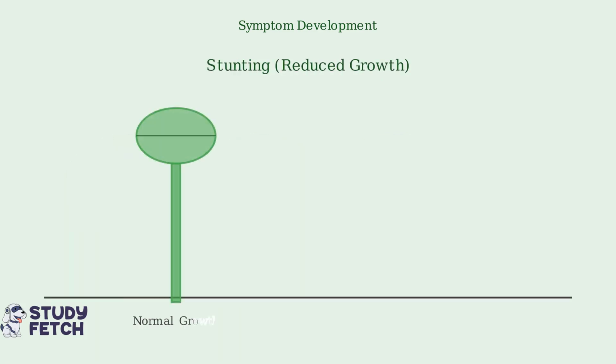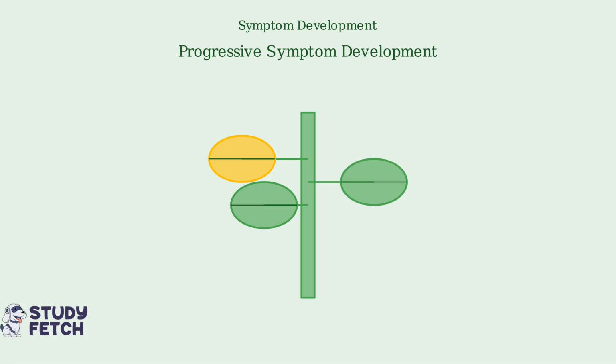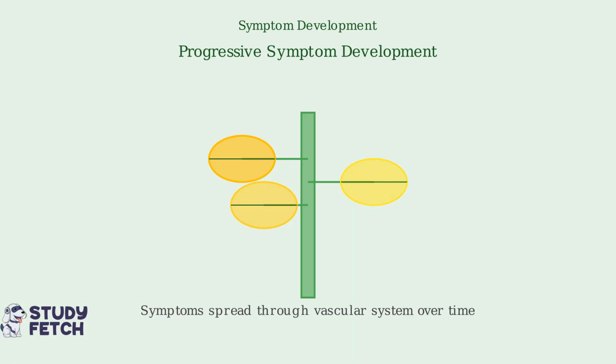Viral infections often cause stunting, where infected plants show significantly reduced growth compared to healthy ones. Necrosis represents the most severe symptom, where plant cells die and tissue turns brown or black. Symptoms develop progressively as viruses move through the plant's transport system, starting from infection sites and spreading to new tissues. Understanding these symptoms helps in early detection and management of viral diseases in plants.